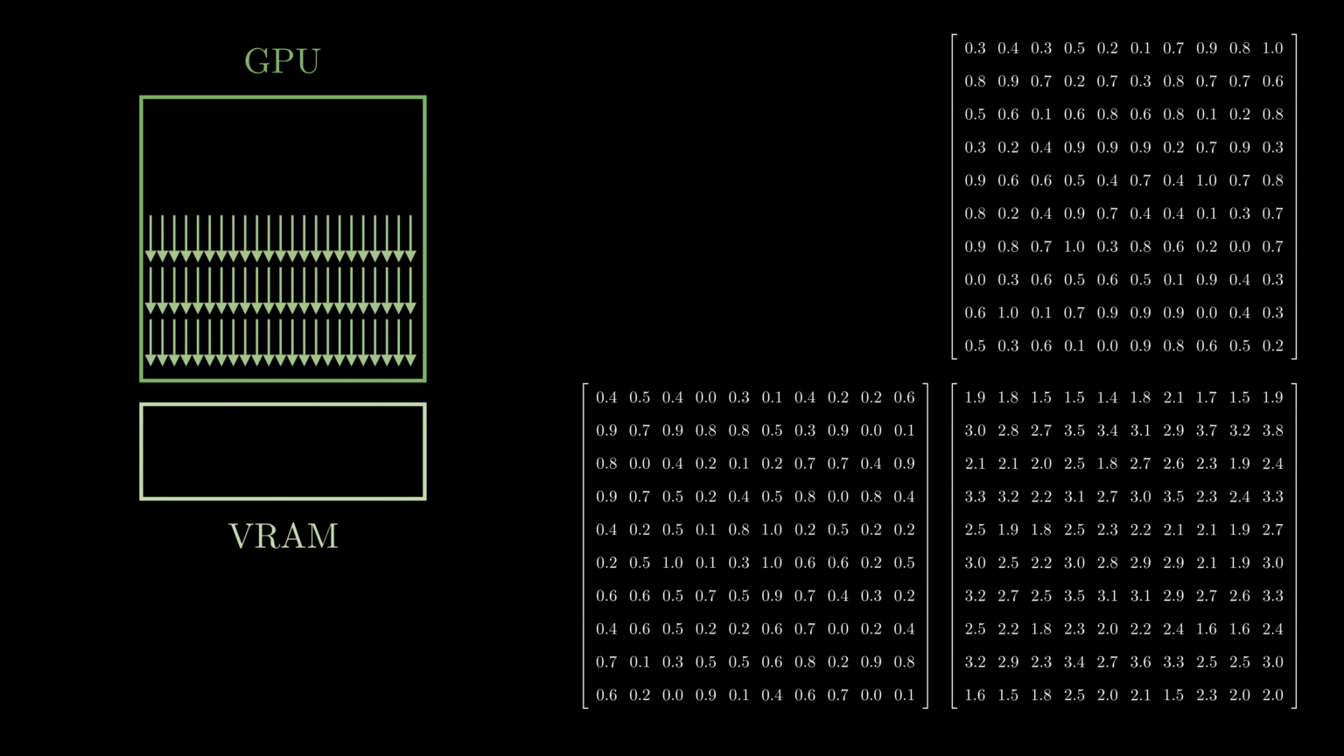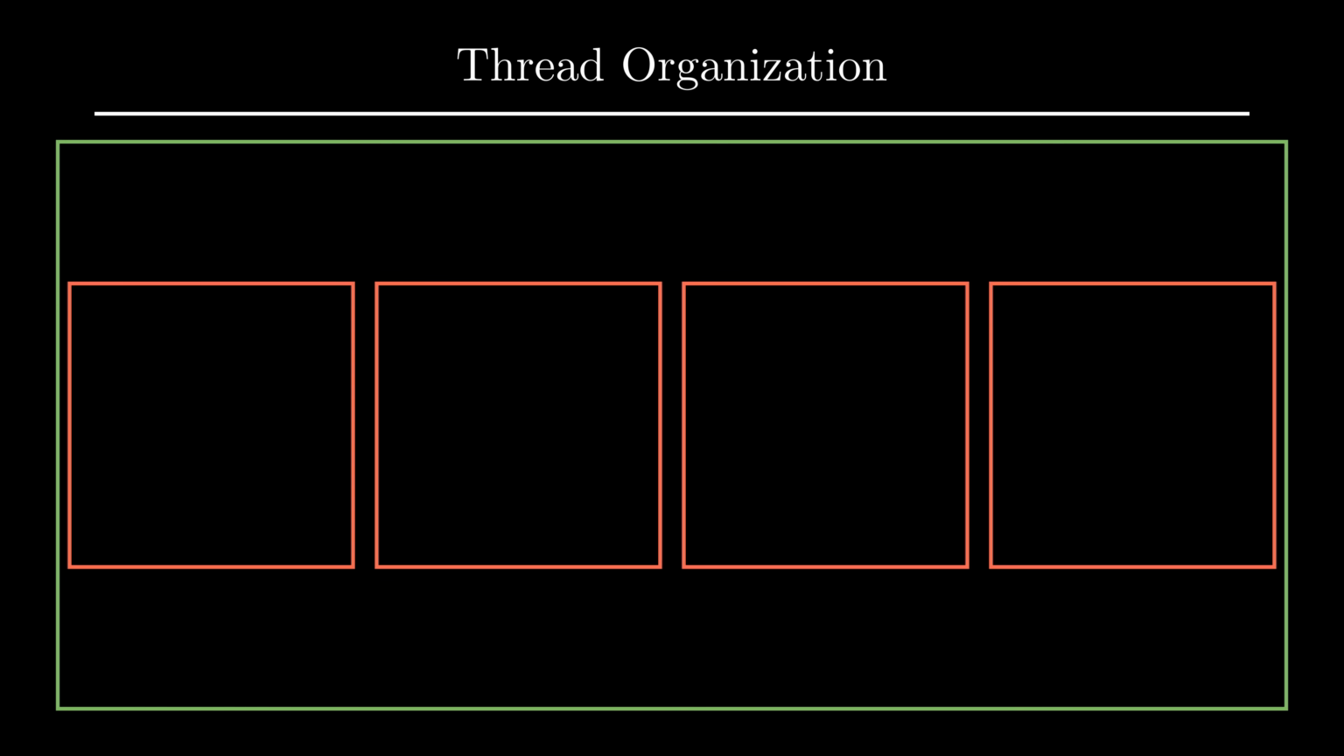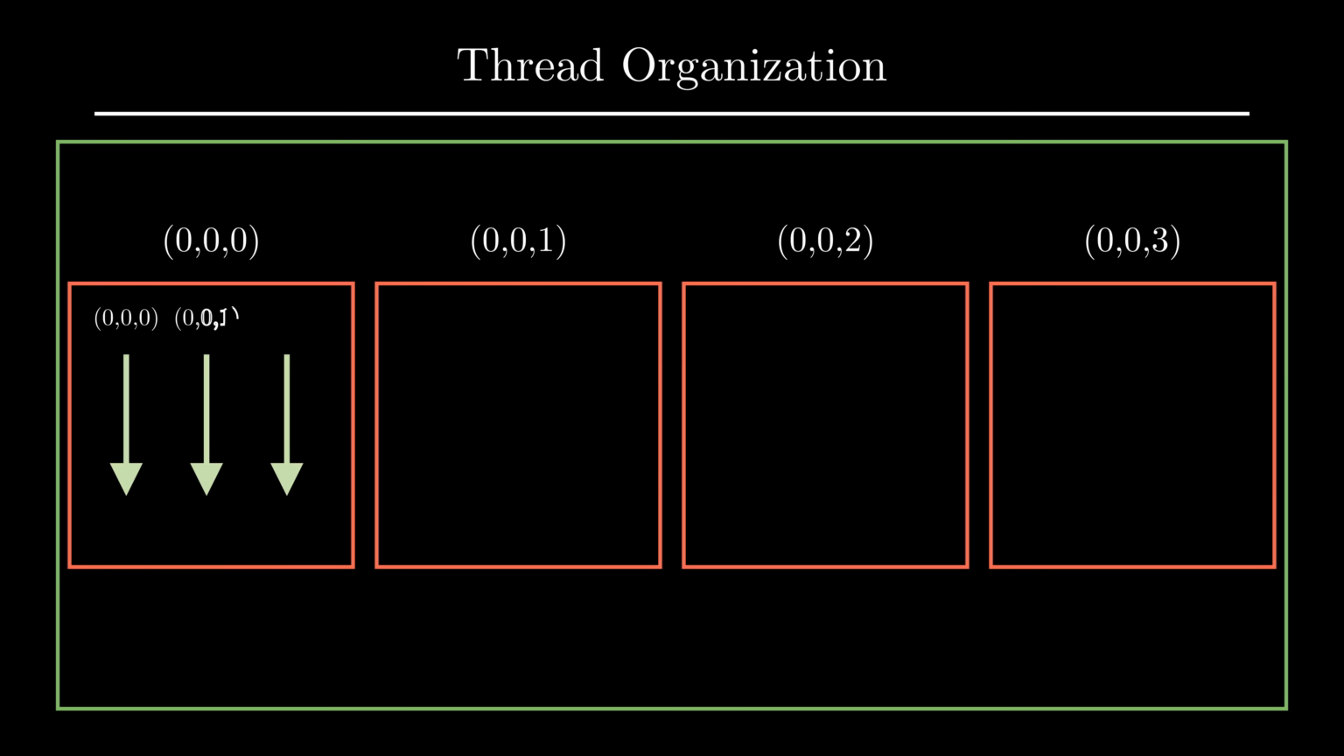A genuine question here is, who decides which thread works on which element? To answer this, we need to look at how threads are organized. When a kernel function is launched on a GPU, a grid is created. Inside this grid, multiple blocks are generated. Each block is given a unique coordinate. Inside a block, multiple threads are arranged with unique coordinates as well.